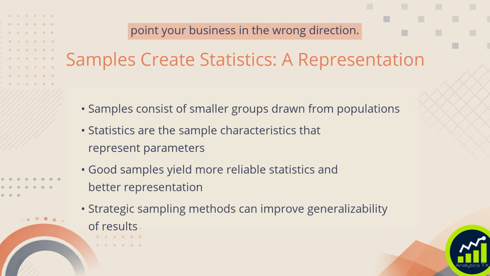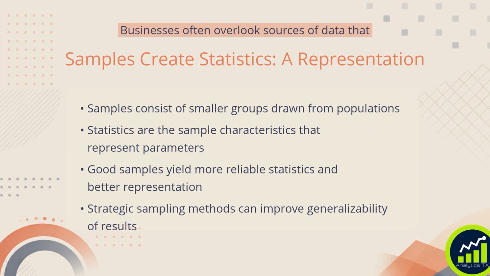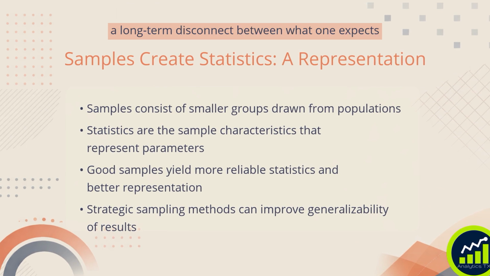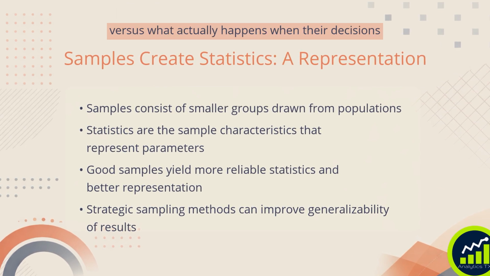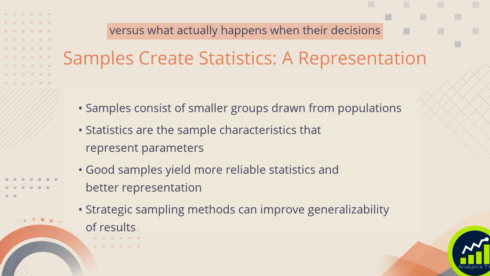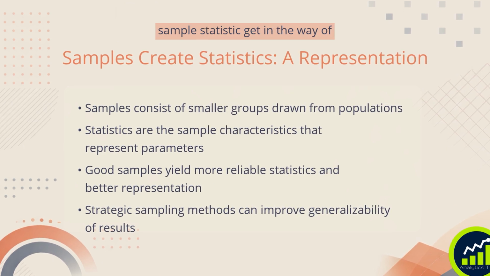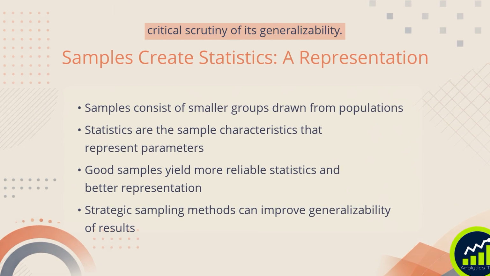If the sampling was poor, even the most sophisticated analysis can still point your business in the wrong direction. Businesses often overlook sources of data that comprise the sample, and this can create a long-term disconnect between what one expects versus what actually happens when their decisions hit the real-world population. Don't let a sample statistic get in the way of critical scrutiny of its generalizability.